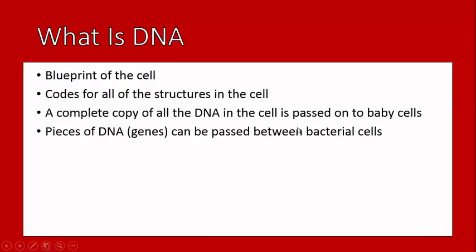Now, bacteria, interestingly enough, do something called horizontal gene transfer, where just pieces of DNA, not the complete copy of the DNA in the cell, is passed between bacterial cells. They don't have to be related. They don't even have to be the same species. This becomes important when we talk about antibiotic resistance. And this is horizontal gene transfer. In other words, gene transfer that's not from parent to child.